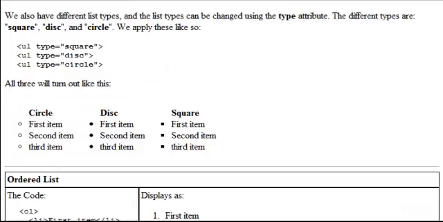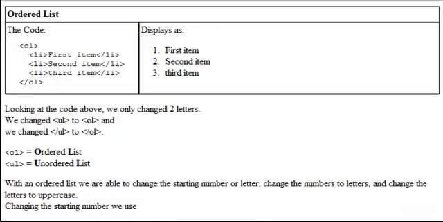We also have different list types, and the list types can be changed by using the type attribute. The different types are square, disk, and circle. To apply these, you just write the code like so. UL, and then you add the type attribute, and your value is either square, disk, or circle, and all three will turn out like this. Your circle type has the hollow bullets, disk type will have full bullets, and square type, instead of having bullets, will have little tiny squares.